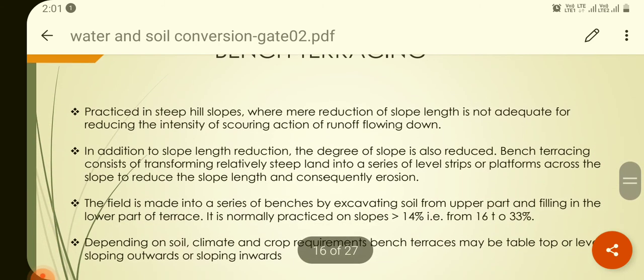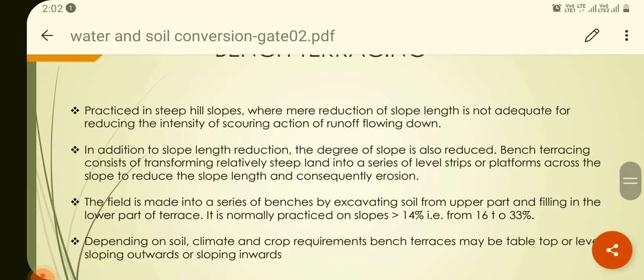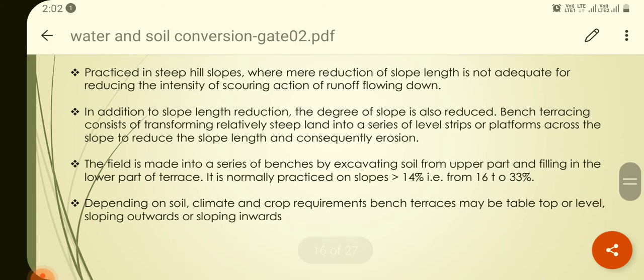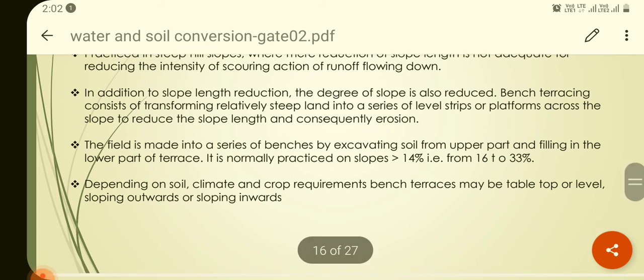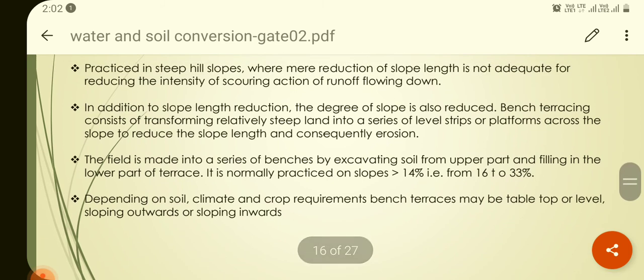Bench terracing. Practiced in the steep, high, hilly slopes where the mere reduction of the slope length is not adequate for reducing the intensity of the scouring action of the rainfall runoff flowing down. In addition to the slope length reduction, the degree of the slope is also reduced. Bench terracing consists of transforming a relatively steep land to the series of level strips or platforms across the slope to reduce the slope length and consequently the erosion.